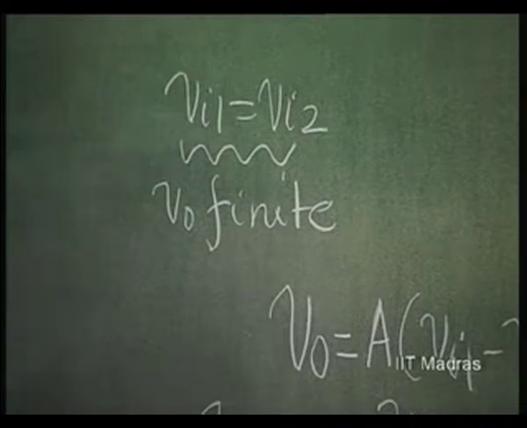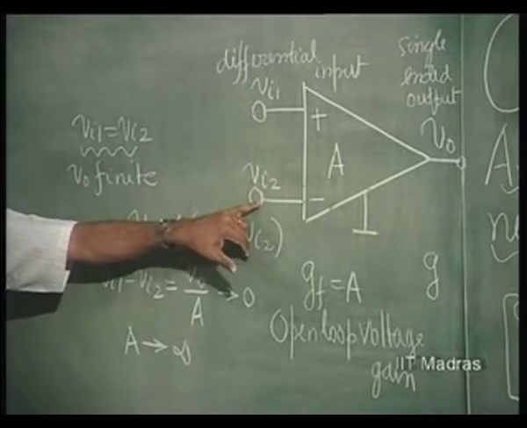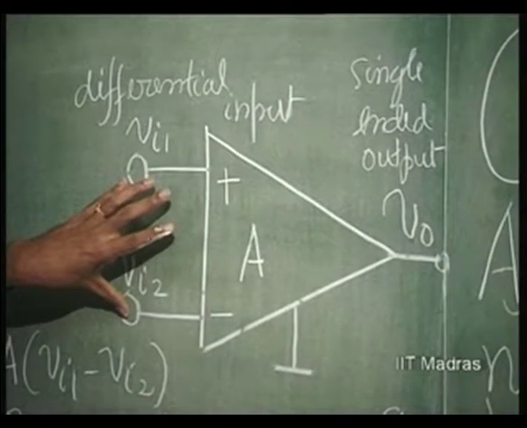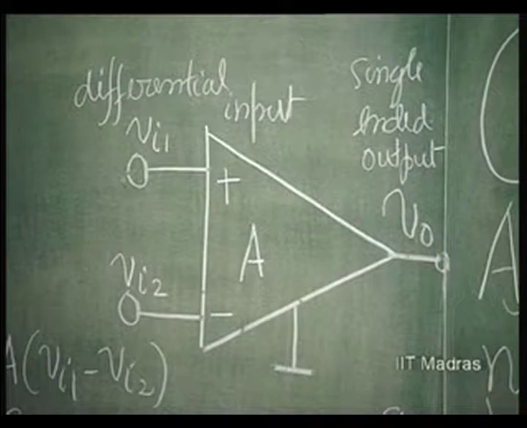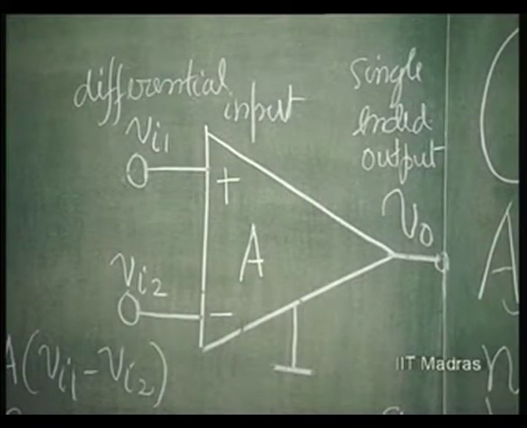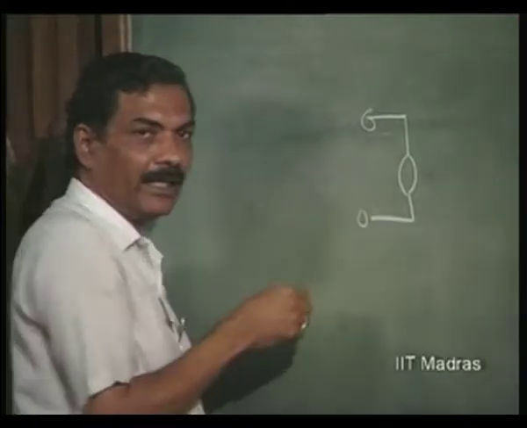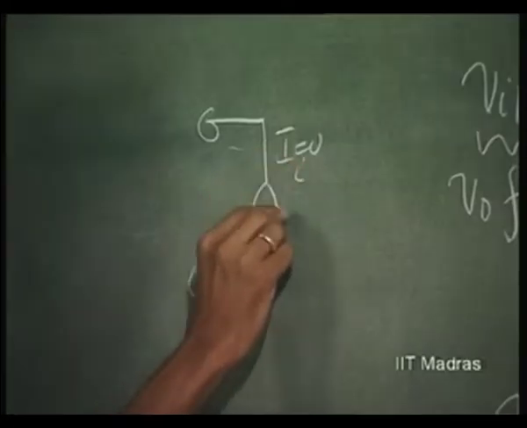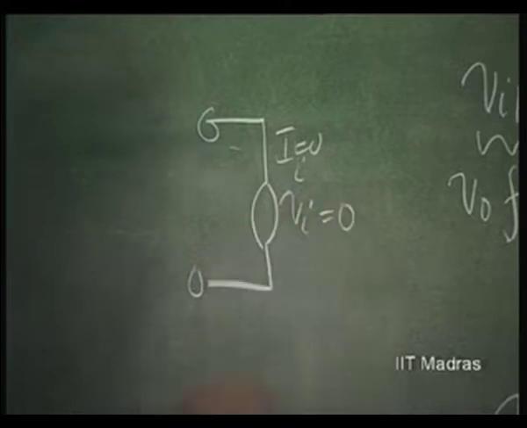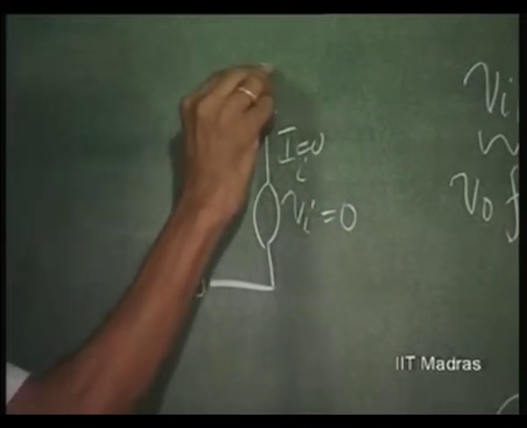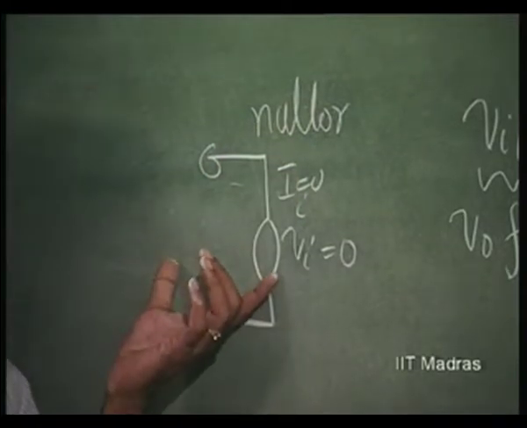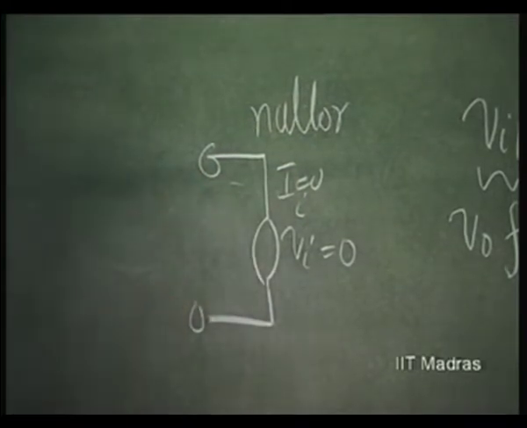What it means is this voltage is the same as this voltage. That means this voltage difference is 0, or this circuit is not drawing any current. So, I is equal to 0 and Vi is equal to 0, or this is a null. This we had considered earlier also. This input of an op amp is nothing but a null.